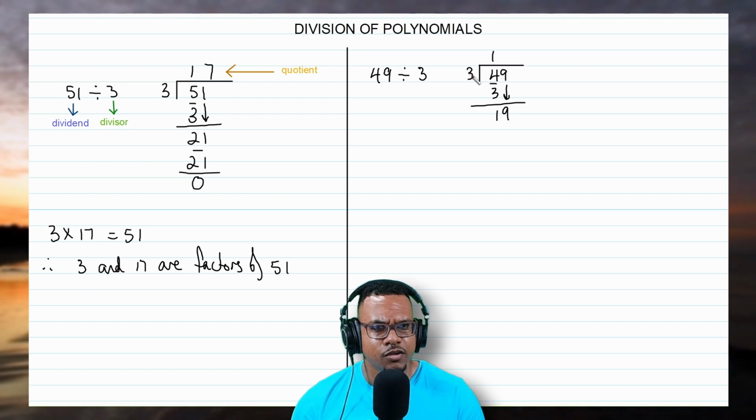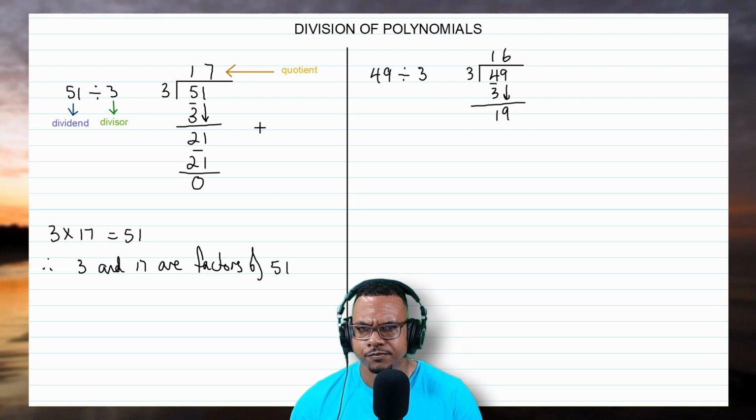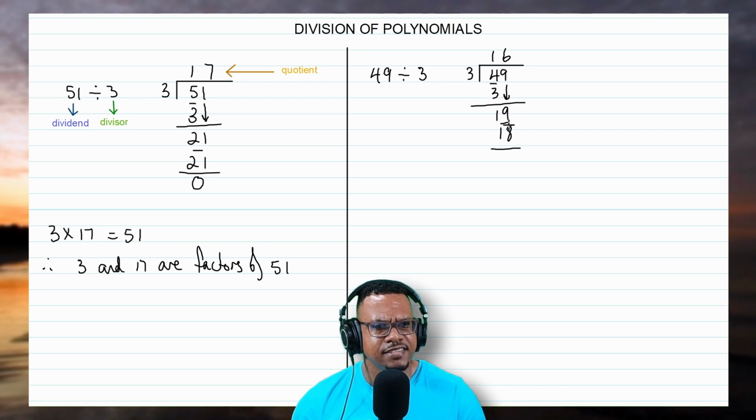Alright, obviously 3 cannot go into 1, so we're going to say 3 into 19. So we're going to have 6 3s are 18. So 3 could go into 19 6 times. So 6. And then we're going to multiply the 6 by the 3 and get 18. And then we're going to subtract the 19 and the 18 and get 1. So this time I got a remainder of 1.